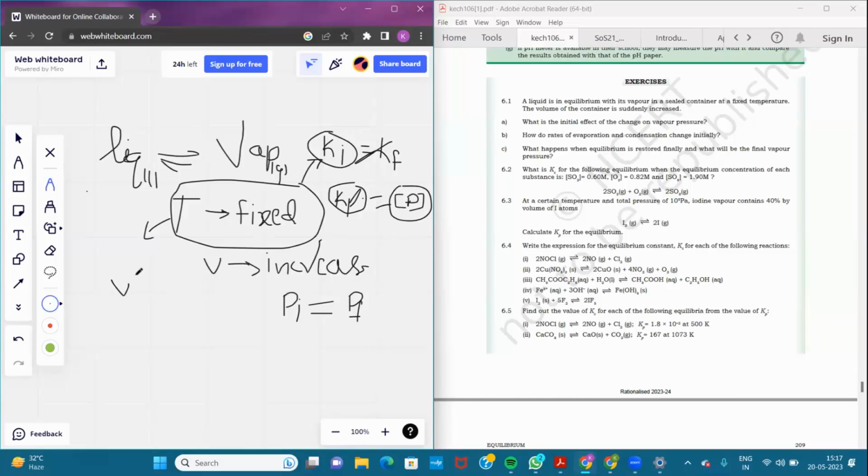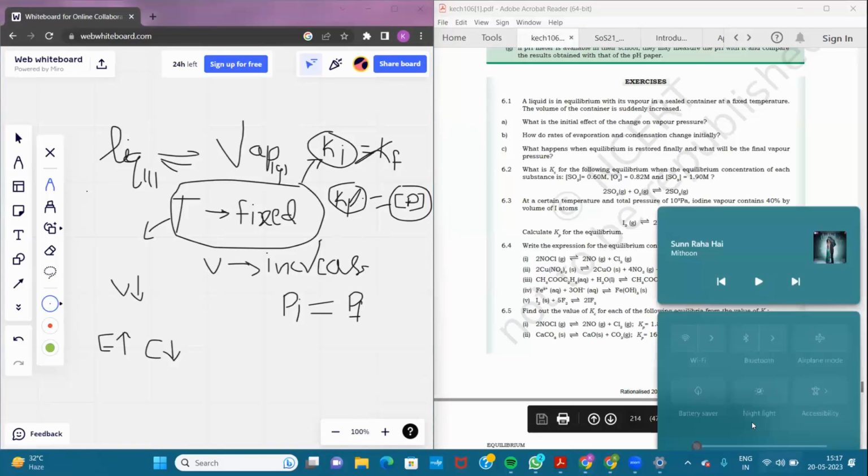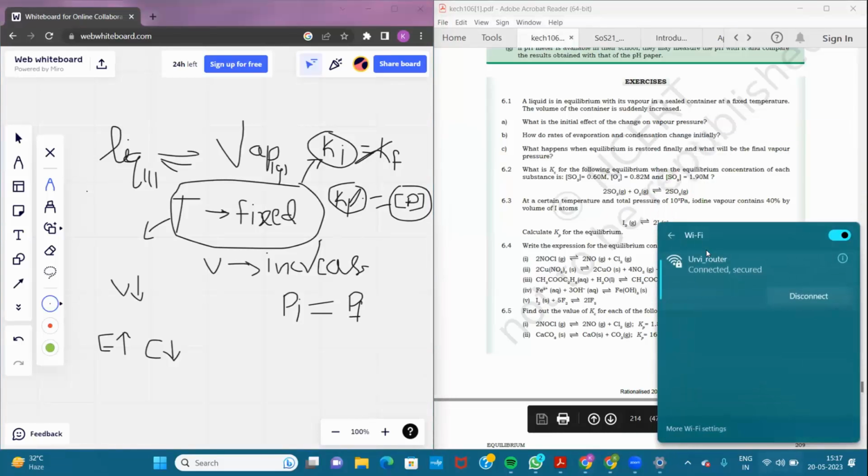And vapor pressure decreases initially because of the increased volume. Rate of evaporation also increases due to the availability of large surface area. And rate of condensation decreases because of the more volume available to the vapor. So, as vapor pressure is less, rate of condensation will also be less. And coming to the next question.